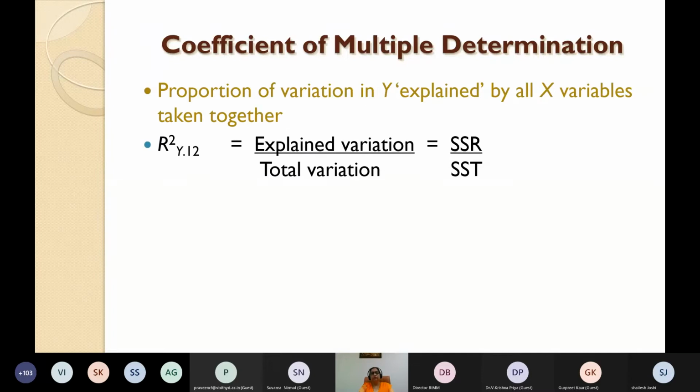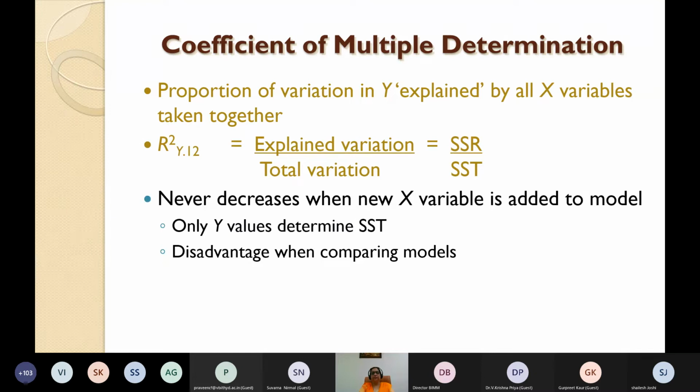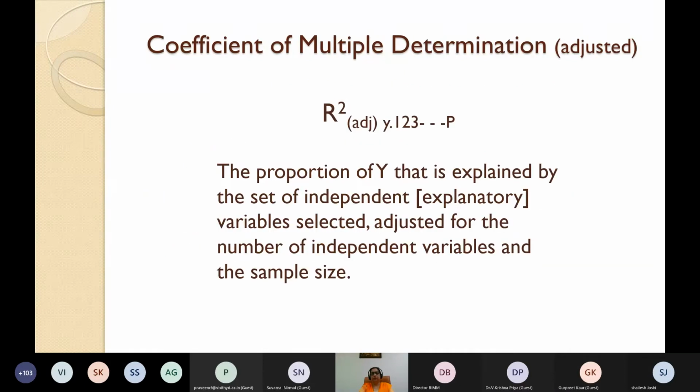So R square is the explained variation upon the total variation. This is the coefficient of multiple determination. It never decreases when a new x variable is added to a model. Its value is determined by the sum of squares, the total variation, but it is disadvantageous when we are comparing different models. The proportion of y explained by the set of independent variables, as we found the value of 96.96, means that 96.96% of the variation in the usage of the oil can be attributed to the insulation thickness and the temperature outside.